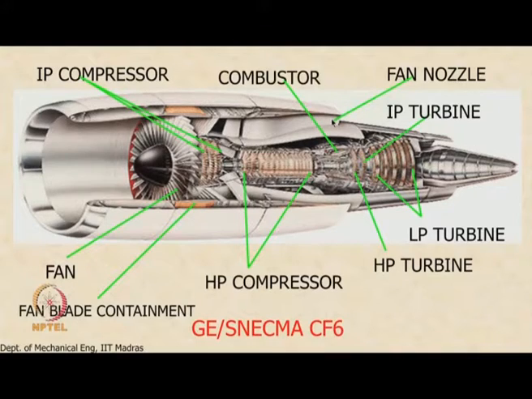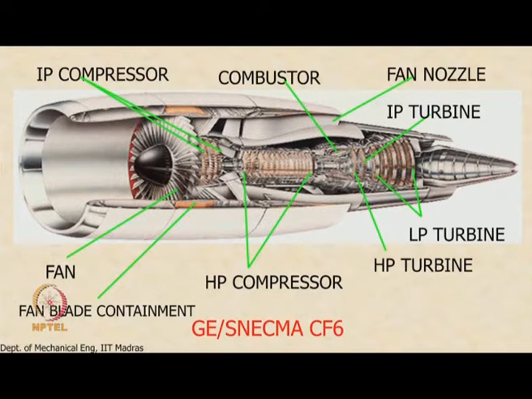So the fan nozzle is also called the cold nozzle because the air coming out of here is cold, and this is called the hot nozzle. And in this engine you also see the fan blade containment here. Fan blade containment is a very important safety feature, and we will talk more about this later on. You can see that this is a band that is placed in the nacelle around the fan blades. So you see this band here which is around the fan blades in the engine nacelle.